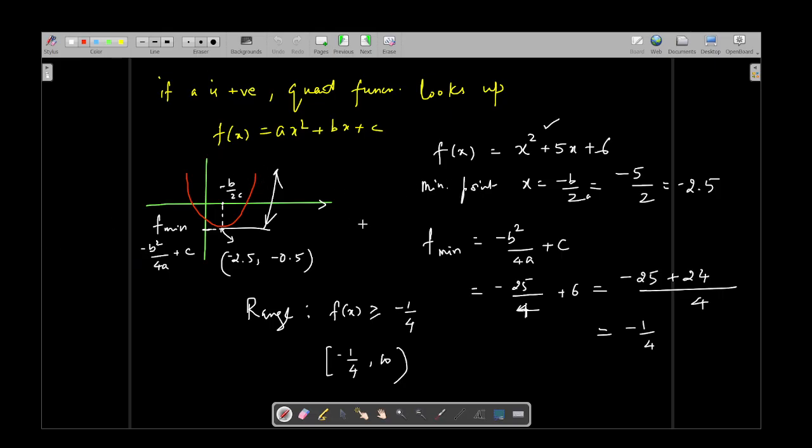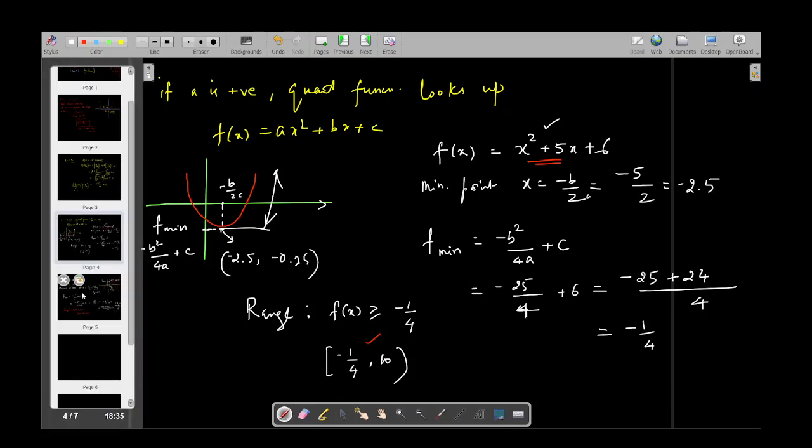Hello and welcome. In the previous video, there was a slight mistake. I want to correct it now. So for this function, x square plus 5x plus 6, the range is from minus 1 by 4 to infinity. Here I had written 0.25. This has to be minus 0.25.